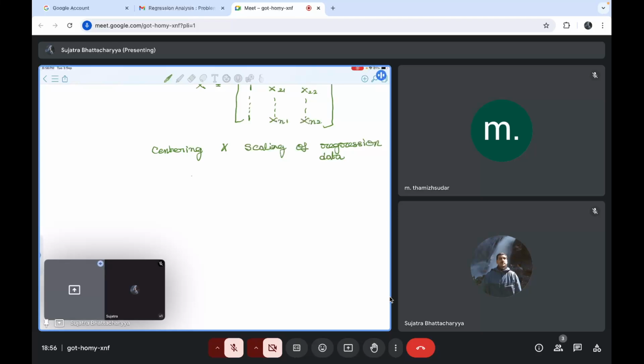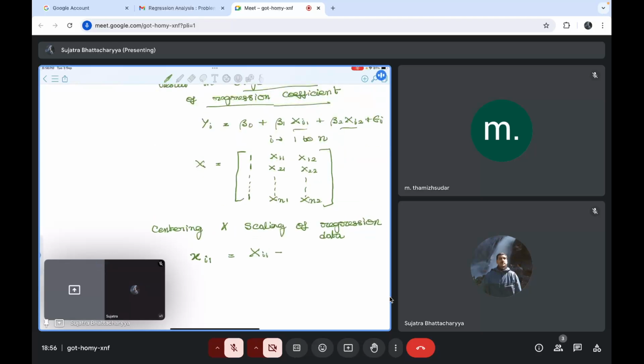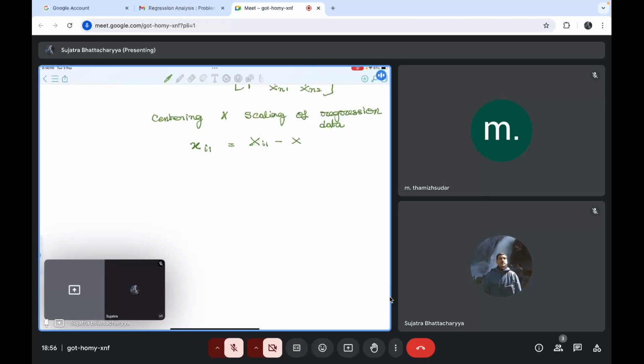So the definition is that small x i1 is obtained from capital X i1, which we have defined here, as X i1 minus x1 bar. This is called the centering, the numerator. It is centered about its sample mean, x1 bar. What I mean is that for x1 you have x11, x21, and so on up to xn1. You take the sample mean, which is x1 bar, and subtract it from each element. So this is the centering.